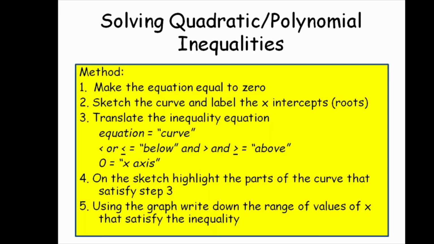So the first thing I'd recommend that you do is always check to make sure that the equation is equal to 0. Just like when you're solving a quadratic or a polynomial, the general step is make it equal to 0. Once you've done that, sketch the curve, recognizing the shape, and also label the x-intercepts.